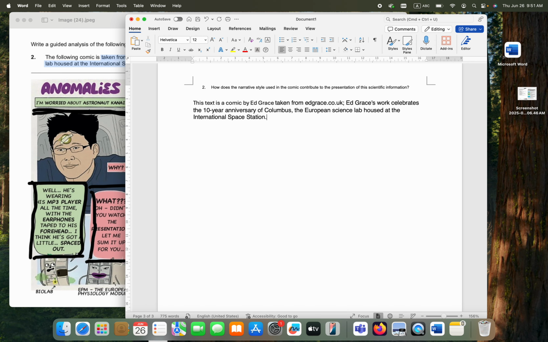Ed Grace's work celebrates the 10-year anniversary of Columbus, the European Science Lab housed at the International Space Station. And then just a little bit more detail. So we can actually just write in the same sentence, which transforms technical, scientific information into something engaging and understandable. Right.